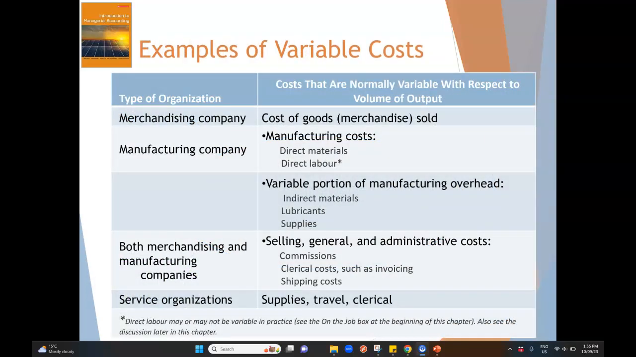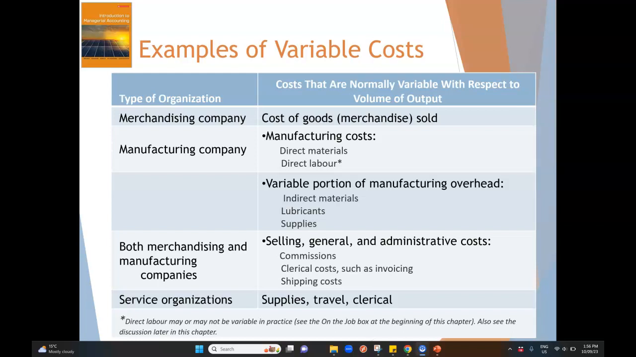Examples of variable costs. Type of organization and costs that are normally variable with respect to volume of output. Merchandising company: cost of goods merchandise sold. Manufacturing company: manufacturing costs, direct materials, and direct labor. Direct labor may or may not be variable in practice. See the on-the-job box at the beginning of this chapter. Also, see the discussion later in this chapter.